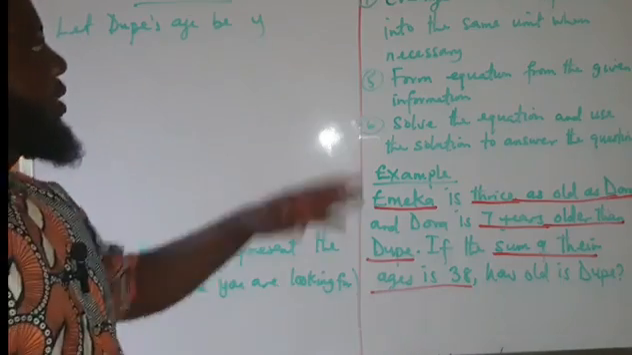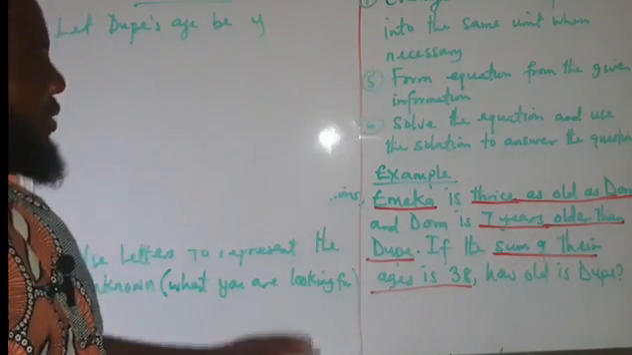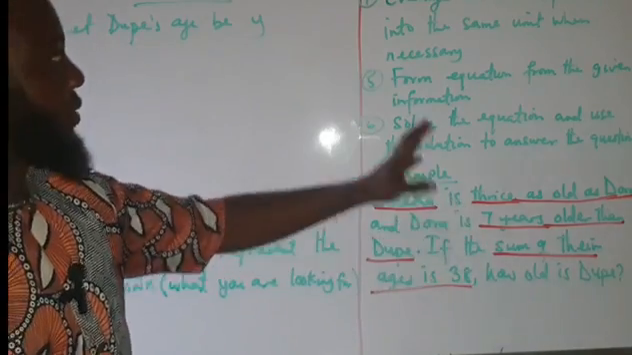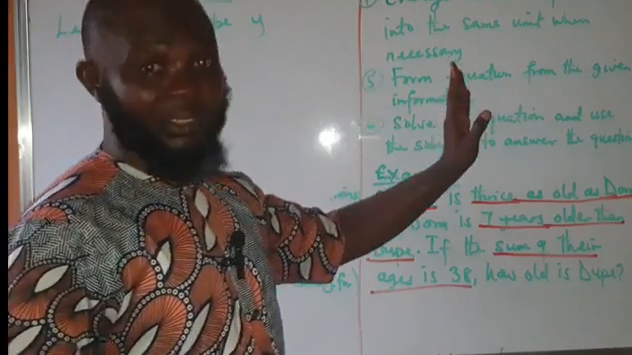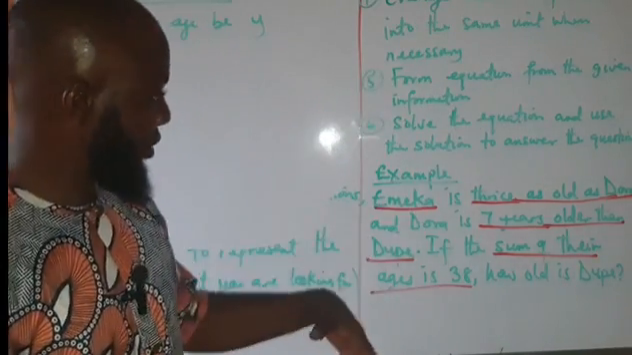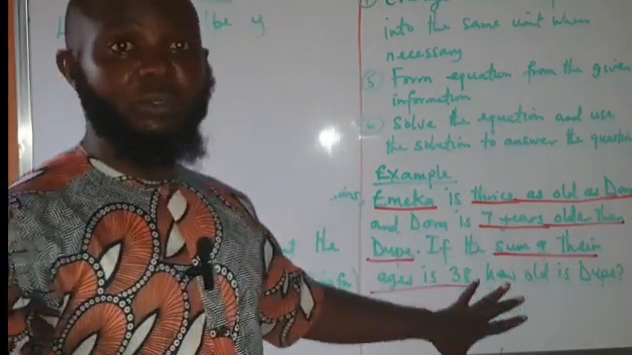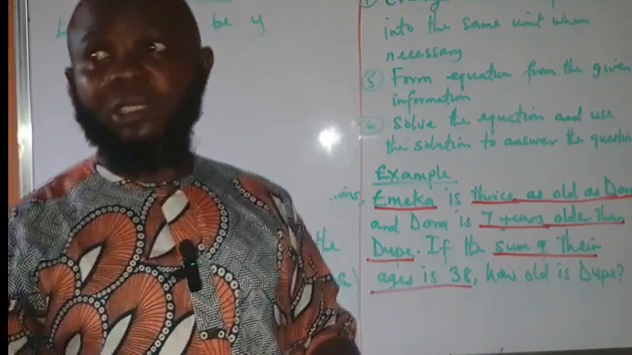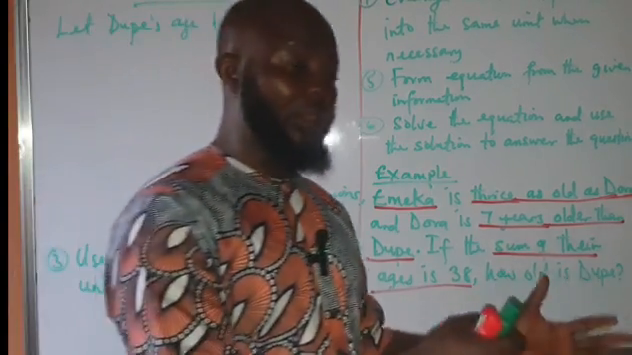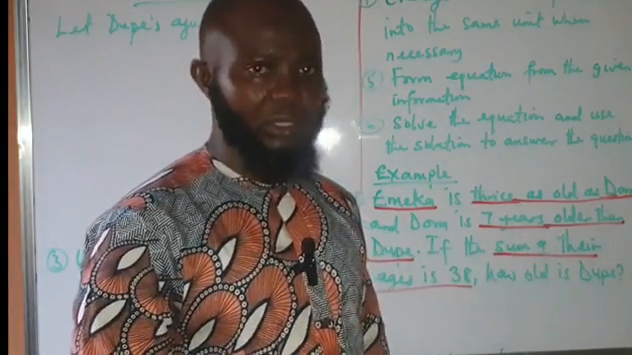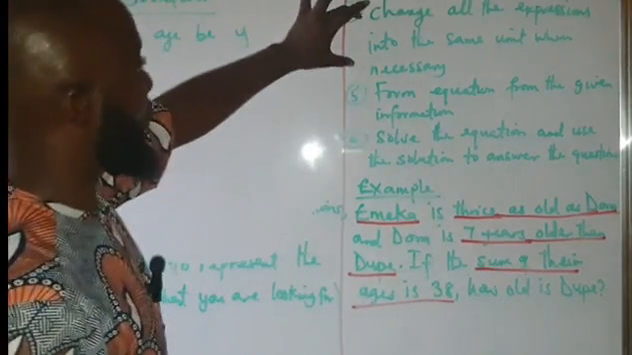The fourth one: change all the expressions, because they are all words, not mathematical expressions, into the same units when necessary. If we have different units, for example one is in centimeters and another is in meters, you have to bring everything to a single unit. So that is what this step is talking about.